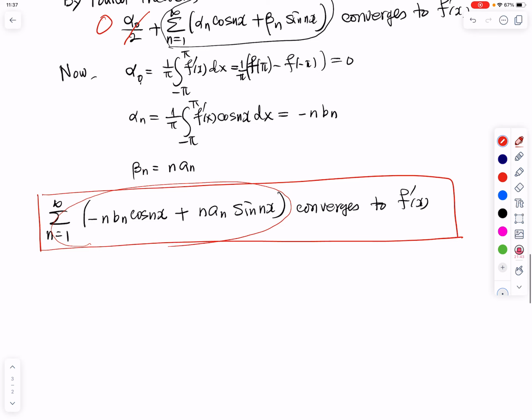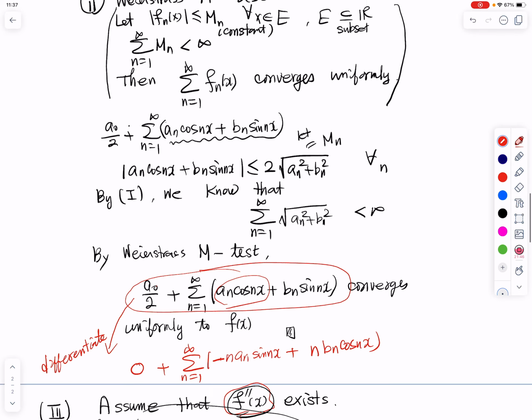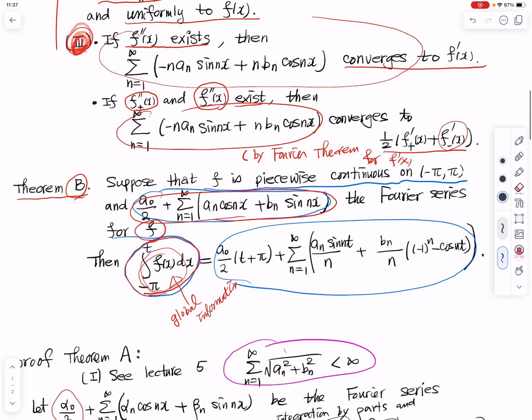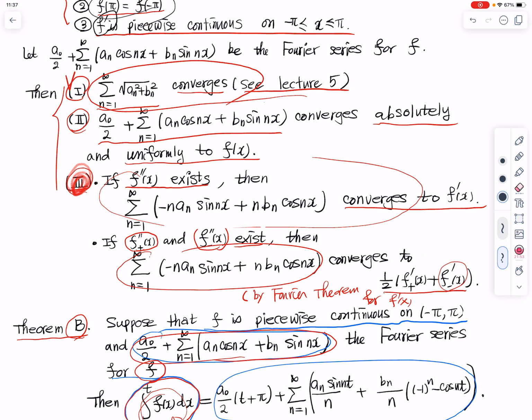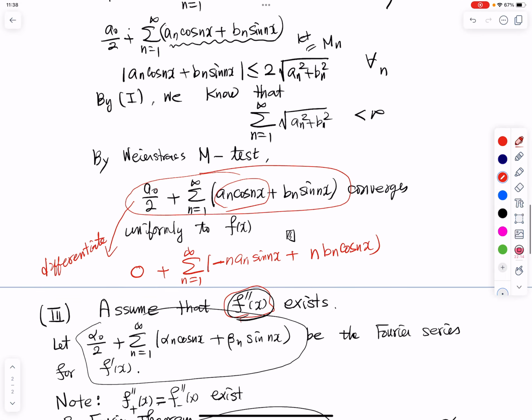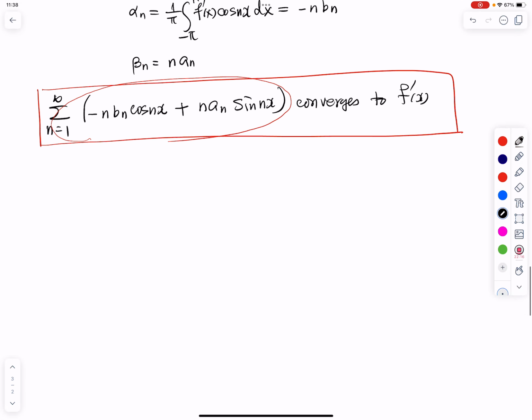We proved the derivative converges to, where is it? Our part B. So this guy is actually the derivative of the Fourier series. Okay, so that guy is the derivative of this guy, the derivative of the Fourier series. So we proved part A. Okay, so now let's move to prove part B, the theorem B.